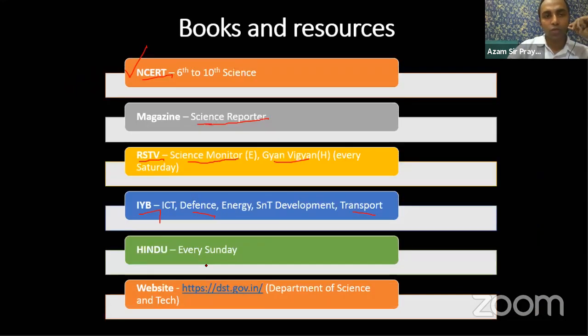Similarly, GS 4 ethics can be related to other subjects. Books and the resources we saw: the NCERT, the magazines, the Rajya Sabha TV, a few selected chapters of the India Year Book, the weekly current affairs from The Hindu newspaper, and a monthly compilation from the website of the Department of Science and Technology. So if you see this website once a month, that would be more than sufficient.